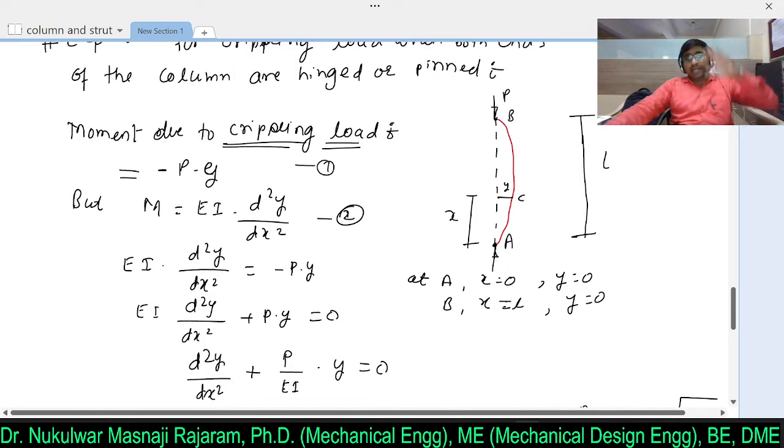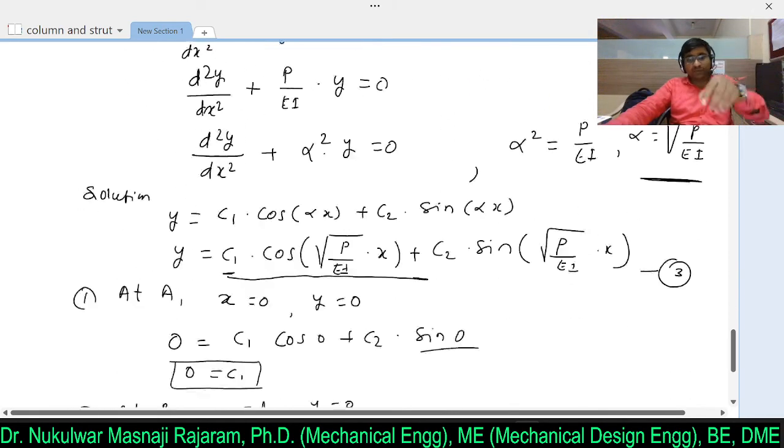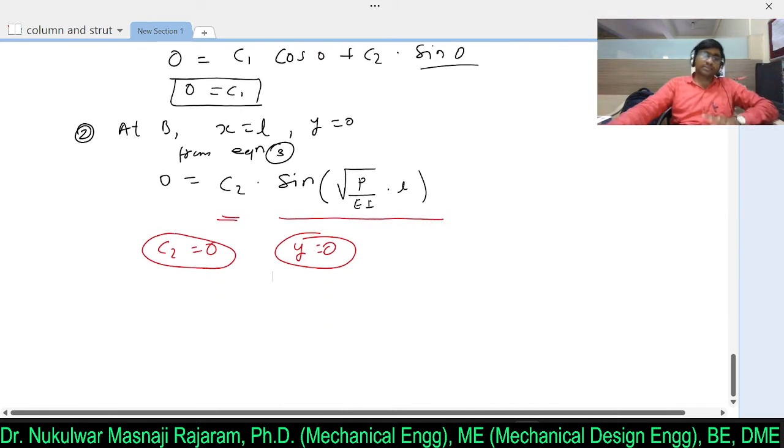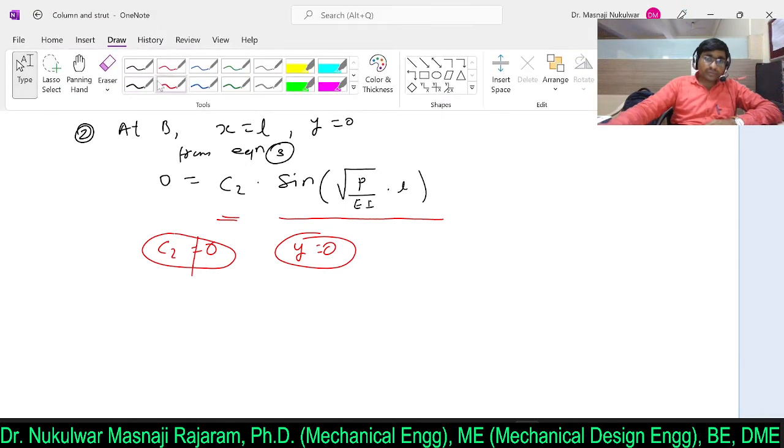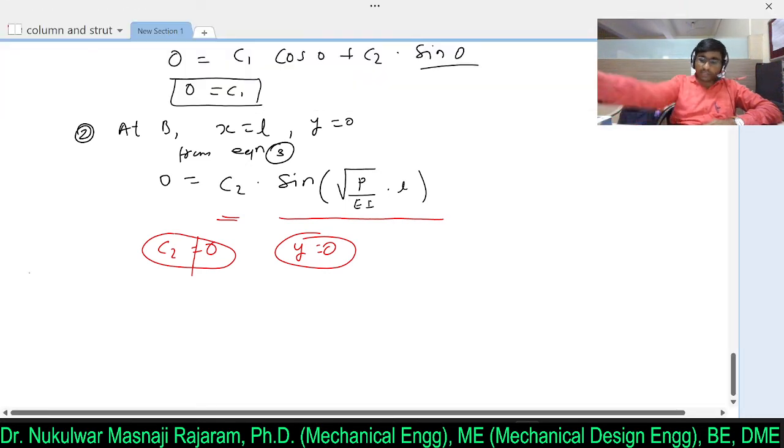Means at any load, deflection will not be there. Whether this will happen for a long column? Answer is no. Clear? That's why c2 will not be equal to 0. Are you getting my point? Then if c2 is not equal to 0, then what will be equal to 0?